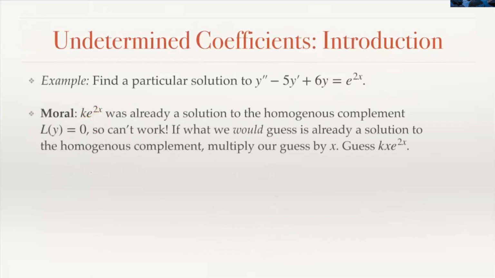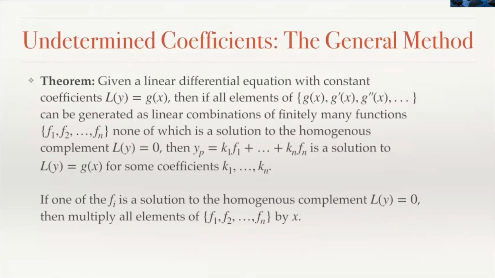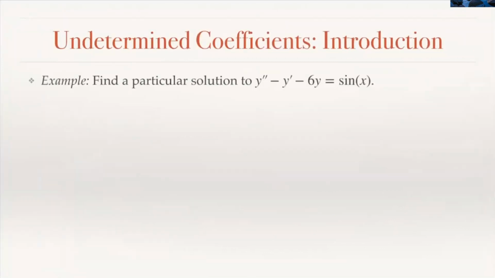K e to the 2x was already a solution to the homogeneous complement, so we just multiplied our guess by x and instead guessed kx e to the 2x. So let's illustrate this theorem. And we can first illustrate it here, on what we already did, just to show the application.